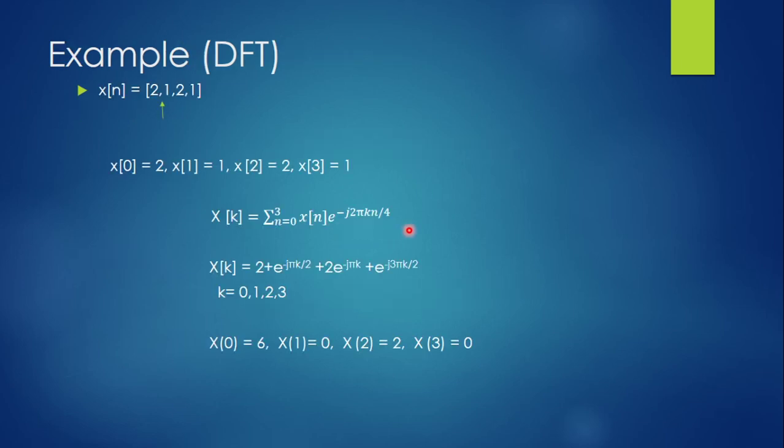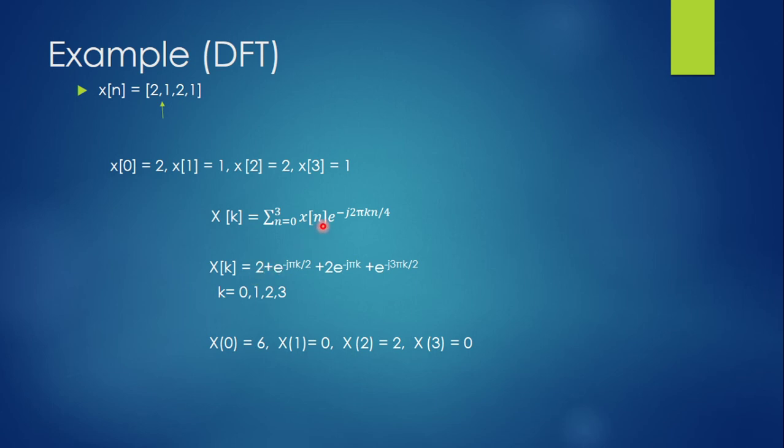This is what you get. Now it will be, now you put all these values, n is equal to 0, 1, 2 and 3. It is x0 multiplied by this multiplied by e raised to power 0, which is 1. What you get is 2.